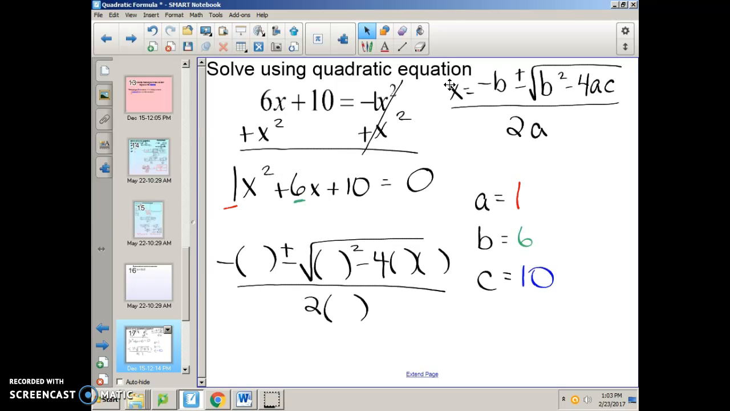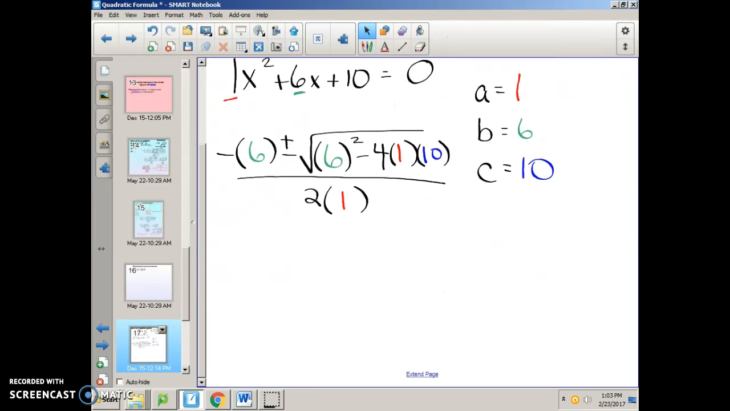All right, so it's negative b, so that's my 6, plus or minus square root of b squared, minus 4ac, all over 2a. Cool. All right, feel free to pause here. Try it out on your own. If you get it right, cool. Then you're good with it. If you have no idea what you're doing, you need to continue watching. Otherwise, pause and try it yourself.